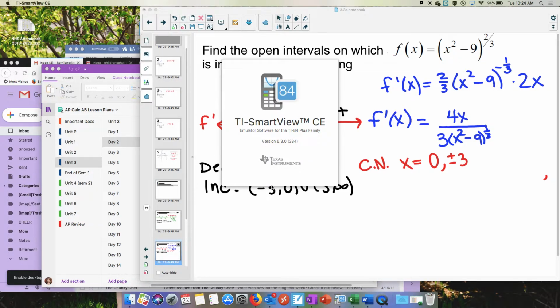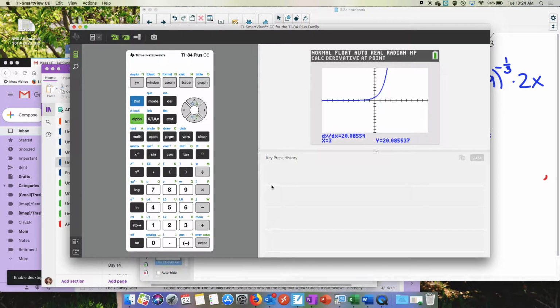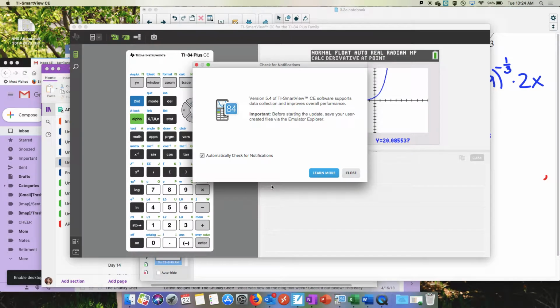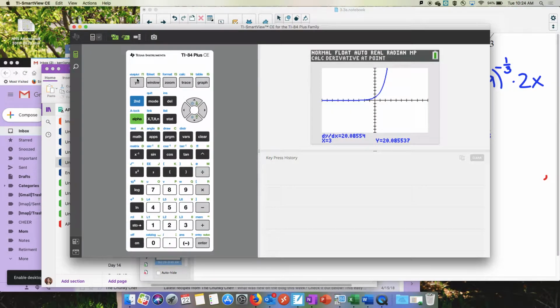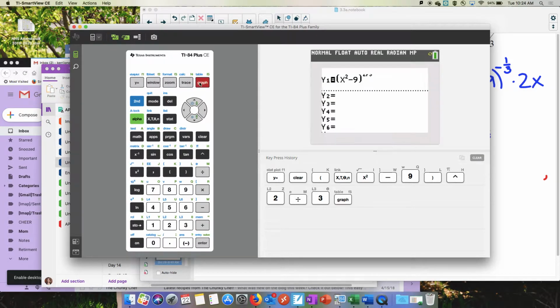Now, I heard somebody make the comment, isn't it just going to alternate plus, minus? I have something for you here in a moment. What is it? X squared minus 9 raised to the 2/3. Decreasing, increasing, decreasing, increasing.